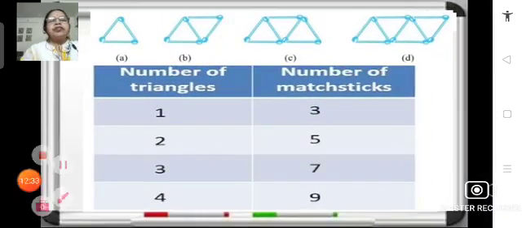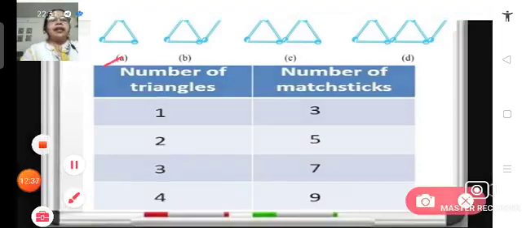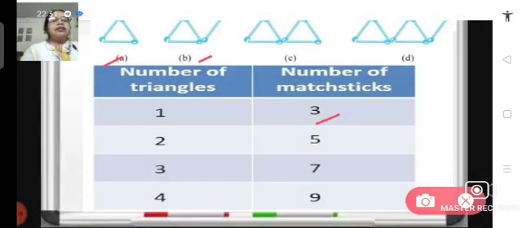Here also we can observe that when we have one triangle like in A, we have 3 matchsticks. For 2 triangles like in B, we have 5 matchsticks. For C, that means 3 triangles, we have 7 matchsticks, and in D we have 9 matchsticks.